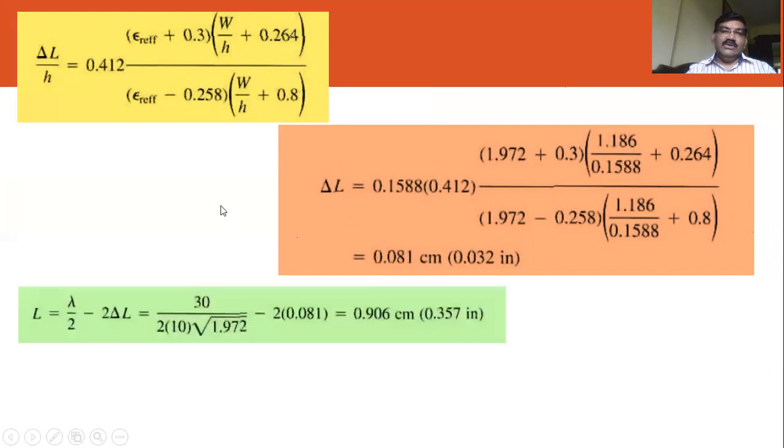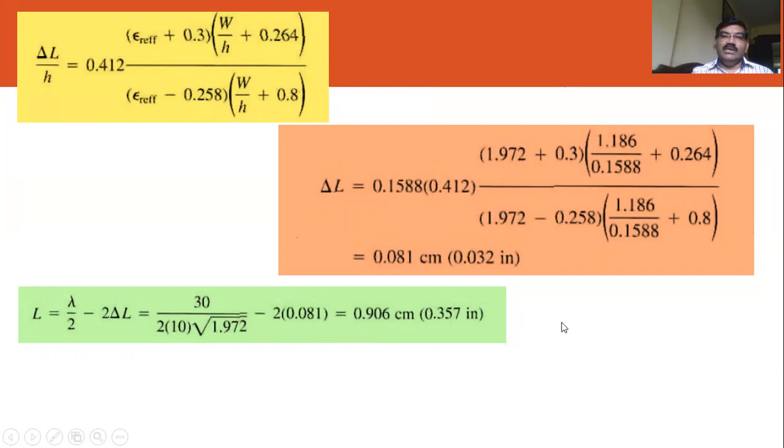Now calculate L. We have the formula for L. You can use this formula or the previous formula, both are the same. This is the general formula, with lambda by 2. Just put the values in this formula and you will get the actual length equal to 0.906 centimeter.